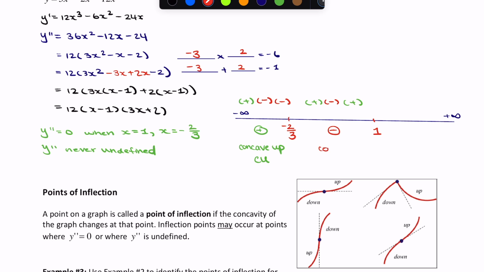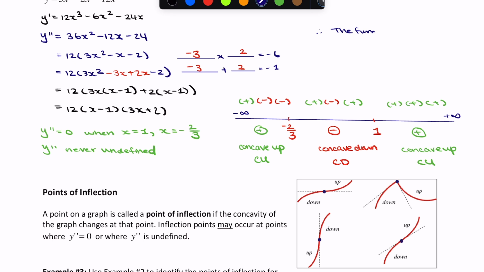So that means here in the second derivative, it will be concave down, or CD. And finally, from 1 to positive infinity, let's sub in a value of 2, for example. Here, 12 is still positive. 2 minus 1 will be positive as well. And then 3 times 2 plus 2 will be positive. So here we see that's also positive, so that is also concave up, or CU.